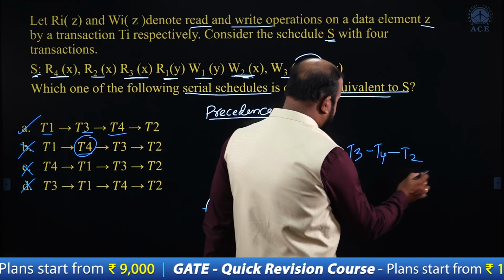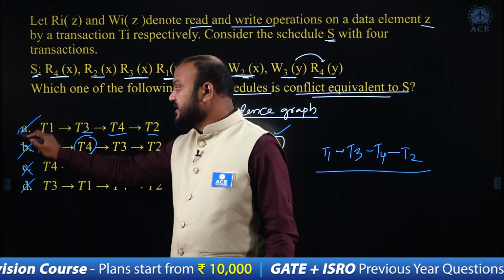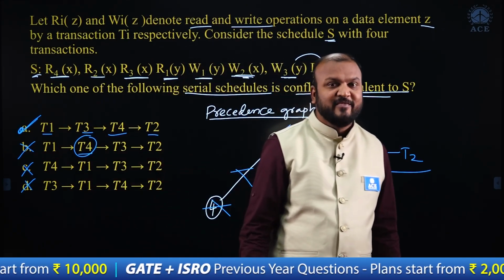Now what is the order of serializability? 1, 3, 4, 2. That is matching with option A. That's why we can say A is the correct answer for the question.